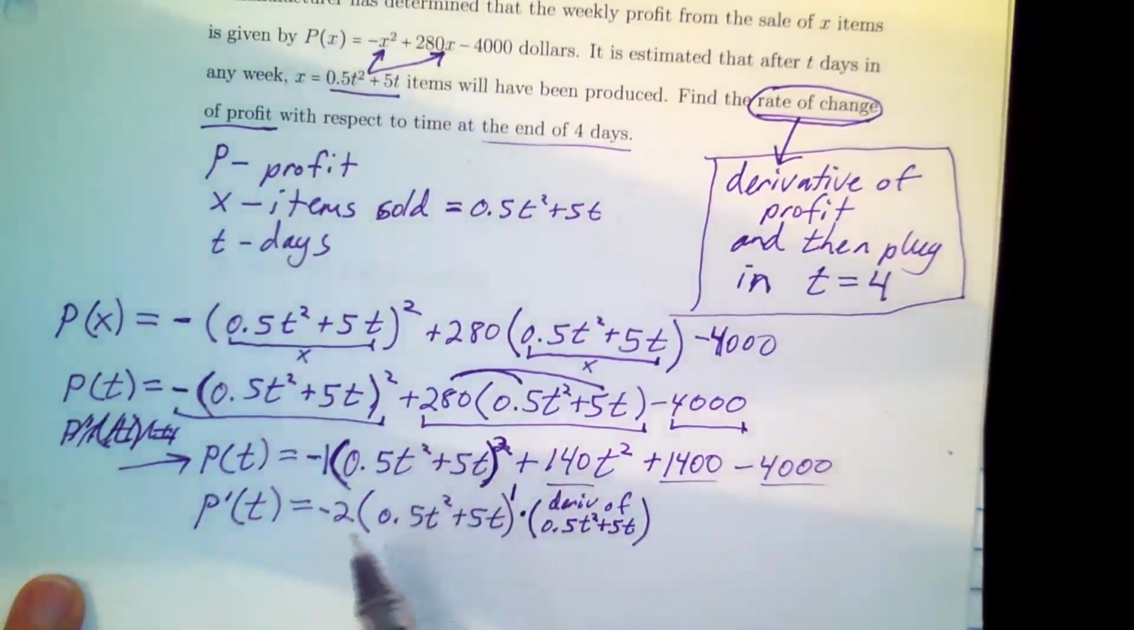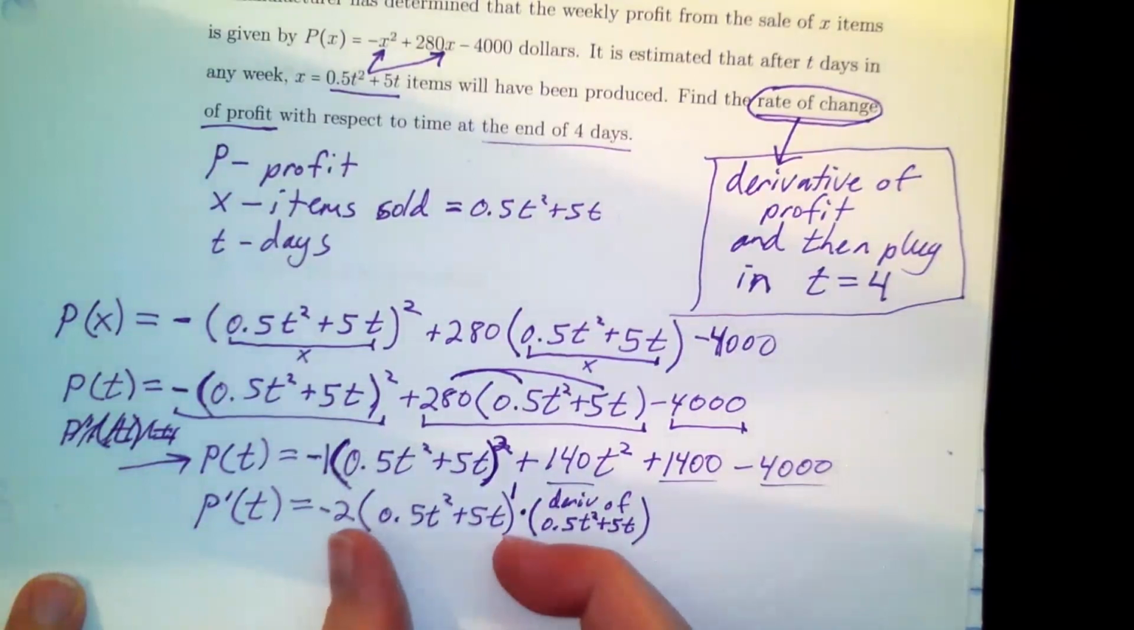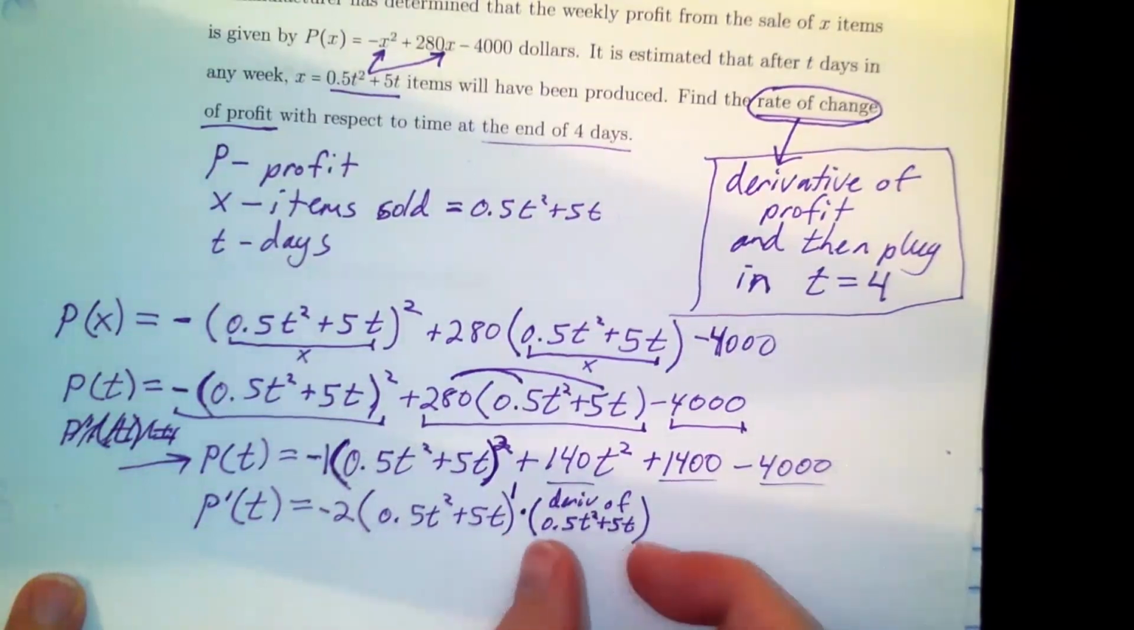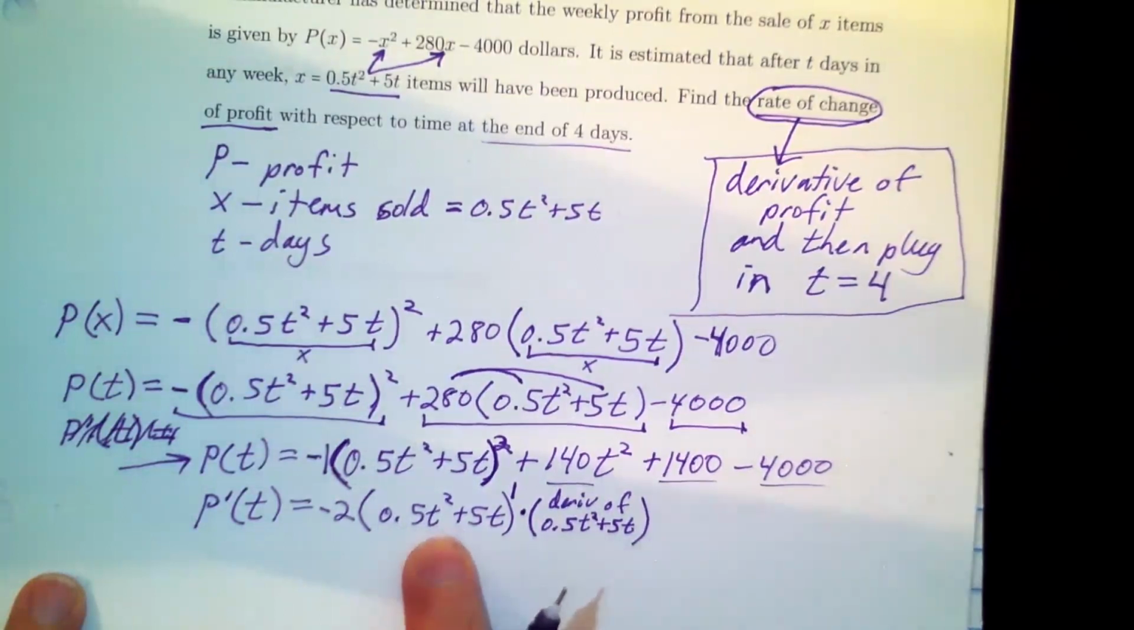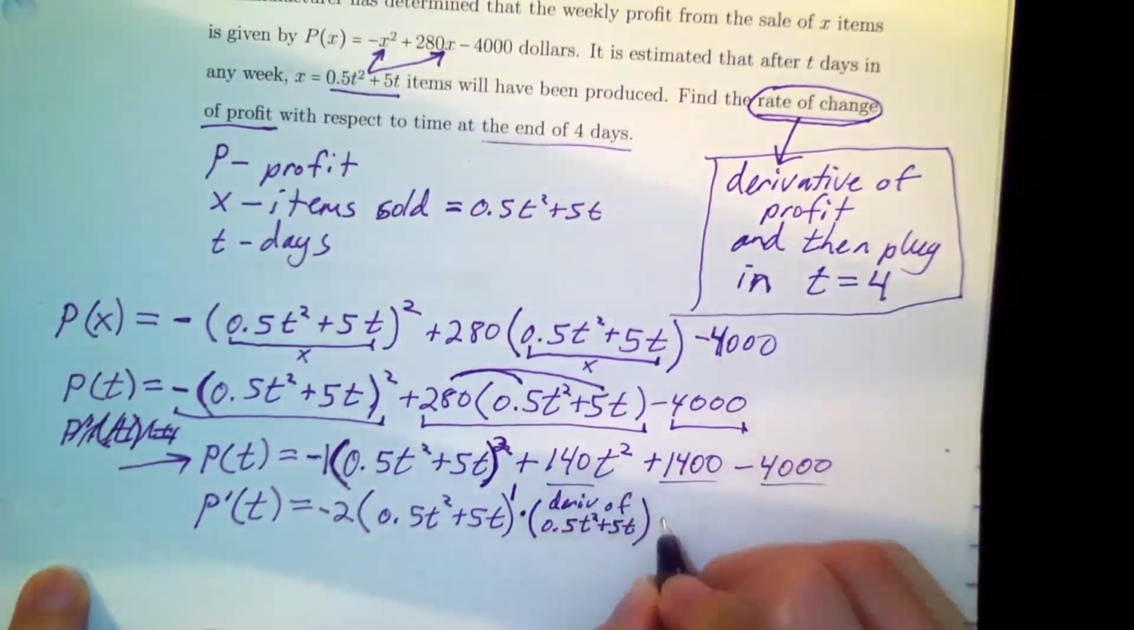General power rule, you do the power rule. -1 times 2, same thing, the 2 minus 1 power. That's the power rule part. Then we tack on the chain rule part, where we take the derivative of the inside function, the derivative of 0.5t squared plus 5t. So we'll do that in the next line.